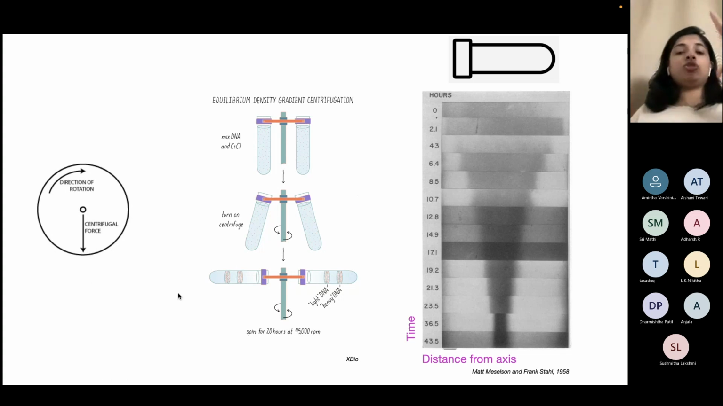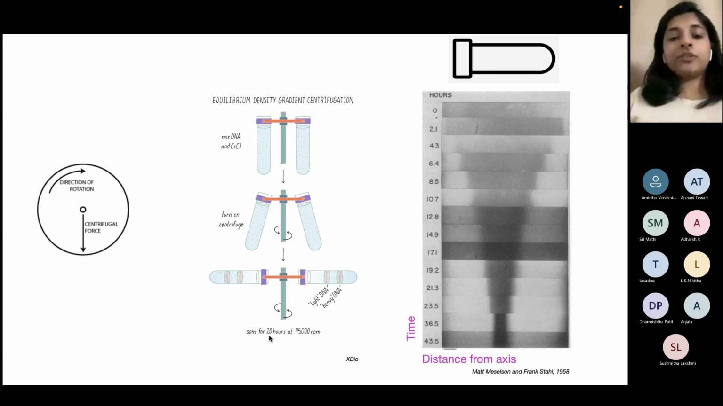So anything that is present in the tube will get to the bottom. They observe that if you add this chemical known as cesium chloride and you spin them at very high speeds, 45,000 RPM, which means 45,000 rotations per minute, and you spin it for a really long time. Here they spun it around for 20 hours, which is almost an entire day.